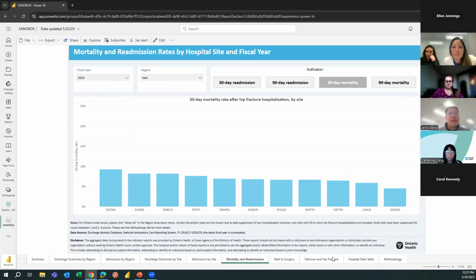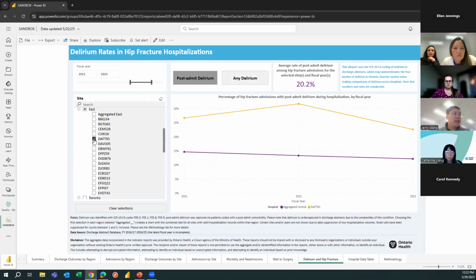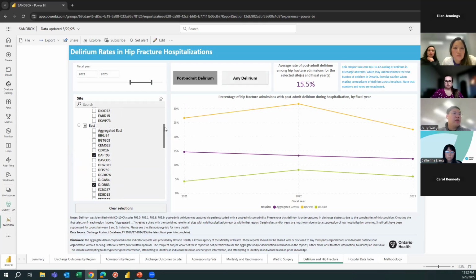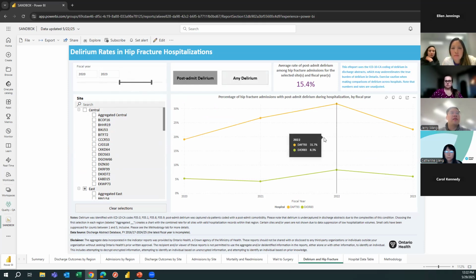So lastly, we can talk about some delirium. So delirium is also tracked as one of the indicators, and we can look at the different sites. So for the two sites that we're focused in on, Daft and Jor, you can also see a stark difference, but this time it's in the other direction here. Let me get rid of this. So the delirium rates, or the reported delirium rates, are much higher for Daft than Jor.